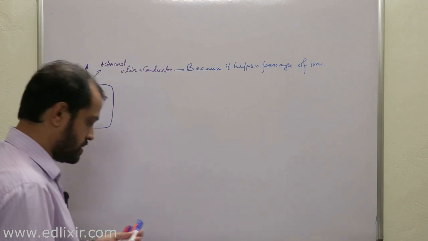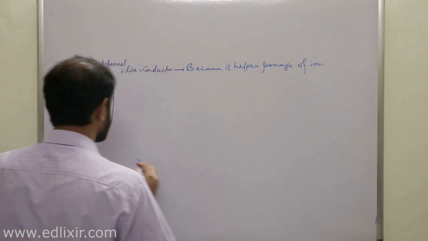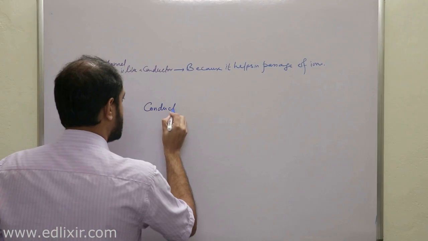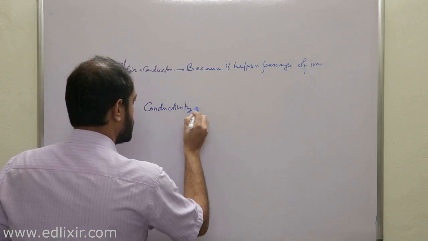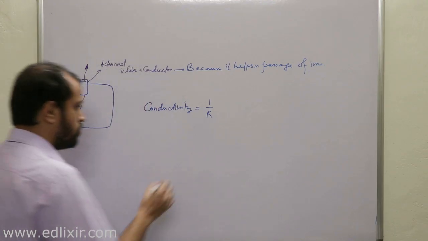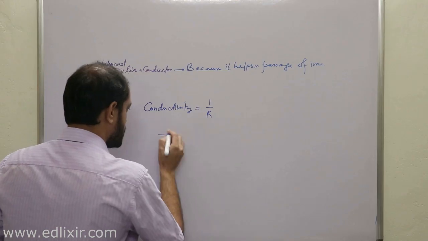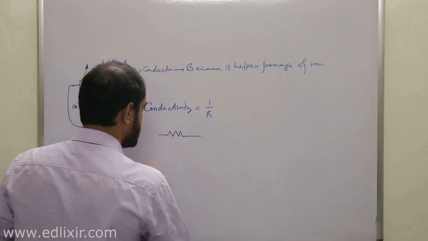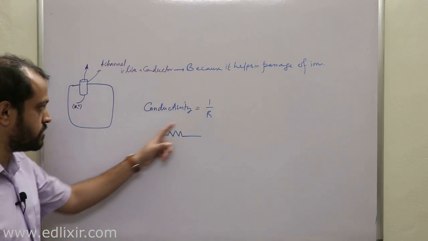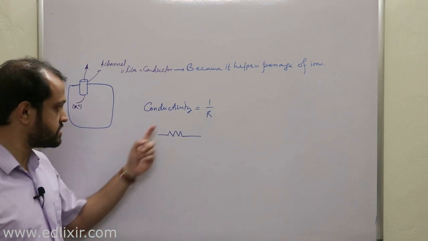Now listen, a very important point you need to understand is what we mean by conductivity. Conductivity is nothing but the inverse of resistance. Now, how can we draw resistance? This is the standard method of drawing resistance. In a physics circuit diagram, you can draw resistance like this.